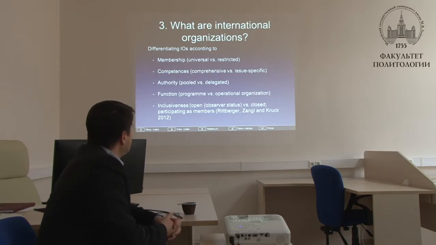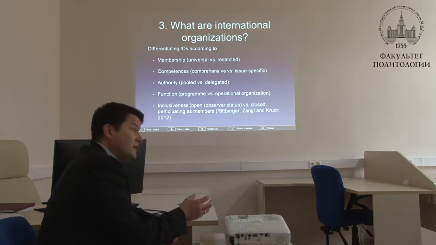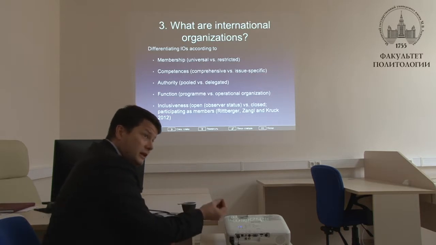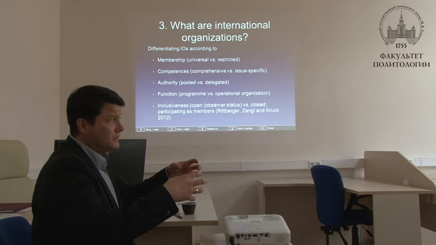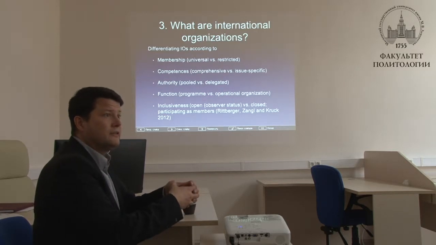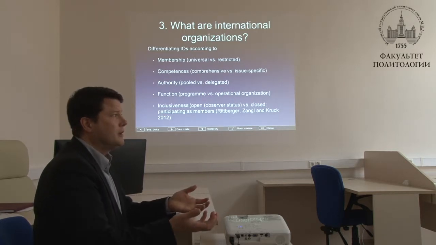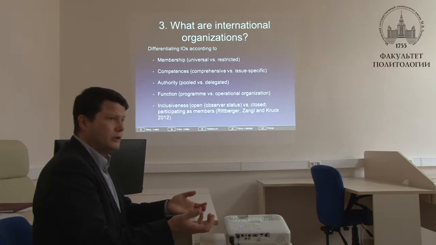Authority can be differentiated being either pooled authority, so the member states are still having the authority within the organization, and the authority just gets pooled in the organization, which is the case, for example, in the United Nations Security Council.